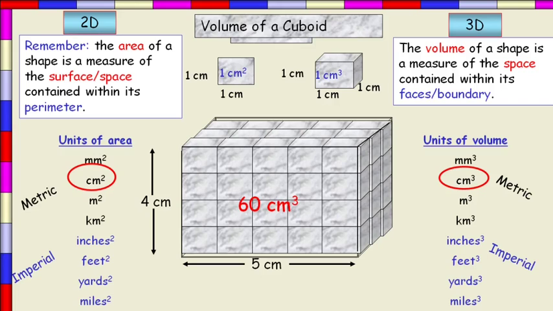How did this 60 centimeter cube come? Look at this. The length of this cuboid is 5 centimeter, height is 4 centimeter, breadth is 3 centimeter. So when you multiply 4, 5 and 3, you will get 60 centimeter cube. So this 5 is actually length, 4 is height, 3 is breadth.